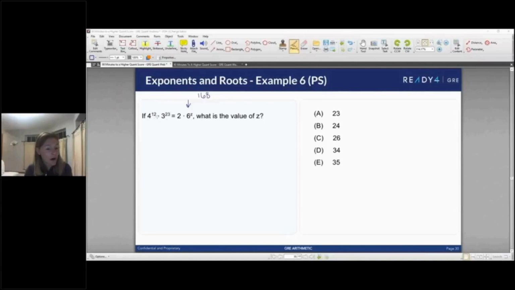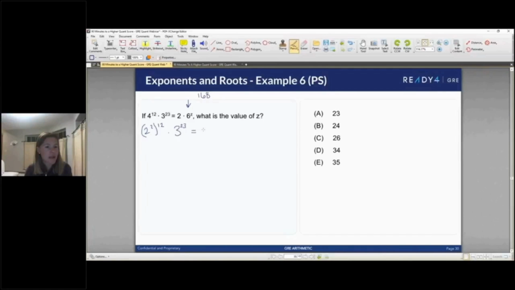So 4 to the 12th times 3 to the 23rd. Okay, so we've got several bases here. We've got 4s and 6s and 2s and 3s. We're not going to be able to get down to one base, but we can get down to two bases. So I'm going to change my 4 to the 12th into 2 squared to the 12th. And there's nothing I can do with 3 to the 23rd. 3 is prime, so I can't do anything with that base.